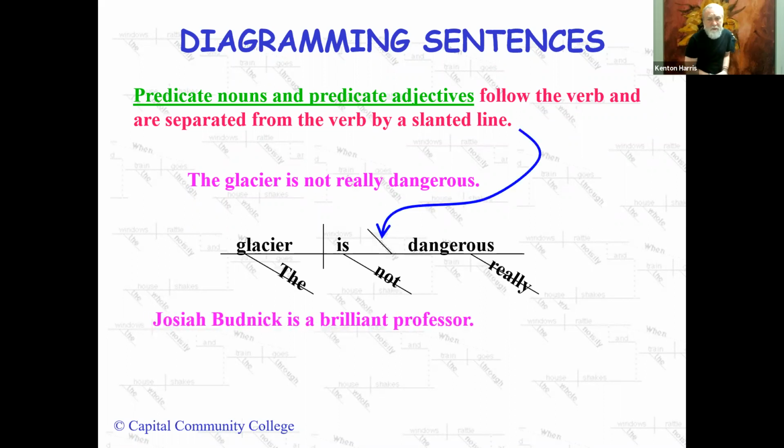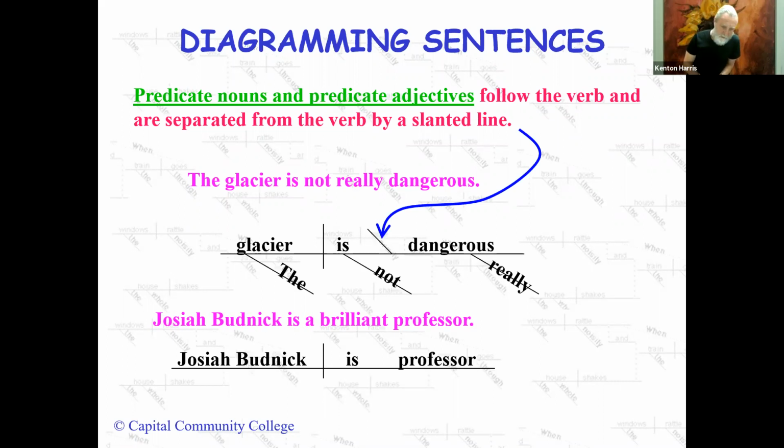Uzziah Budnick is a brilliant professor. I don't know who Uzziah Budnick is, but okay, so we have horizontal line, vertical line, subject on the left, verb on the right, but now we have professor. Well, professor is not a predicate adjective. Professor is a predicate noun, right? Nevertheless, it's separated from the verb by a slanted line. And hopefully you see on these words, underneath professor goes a and brilliant, okay?